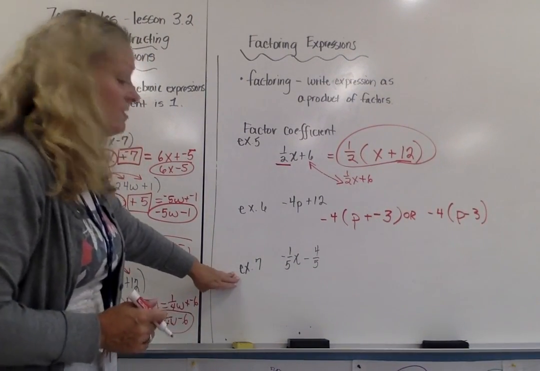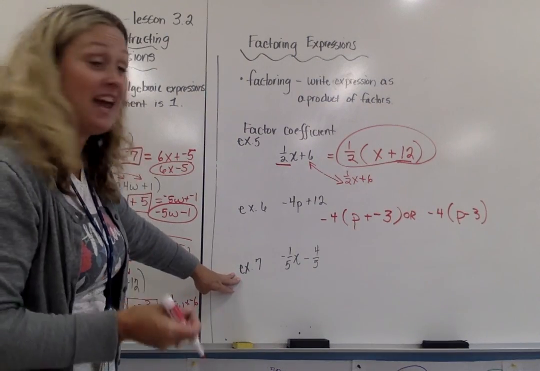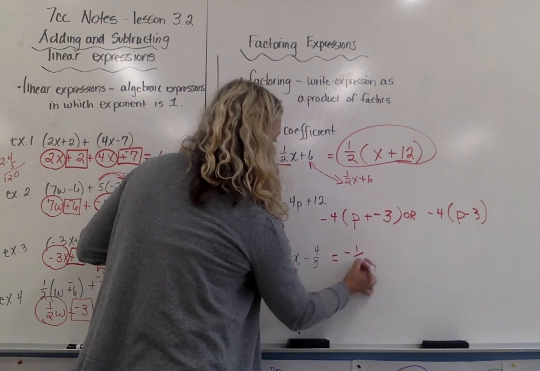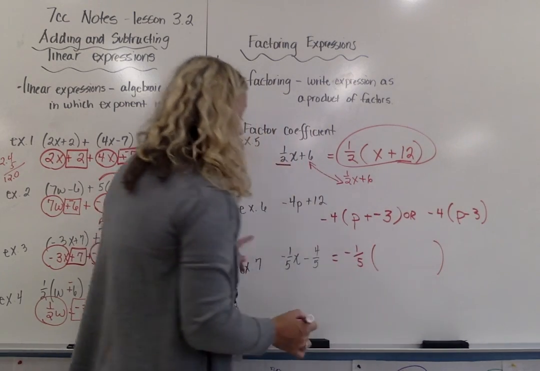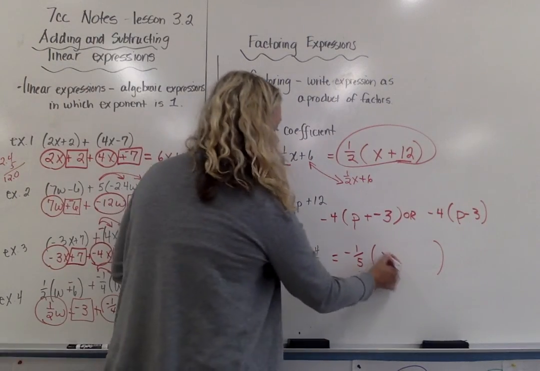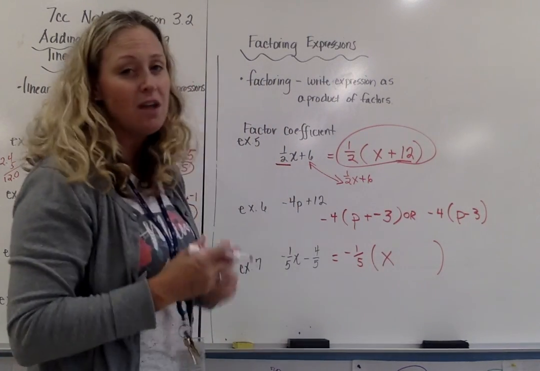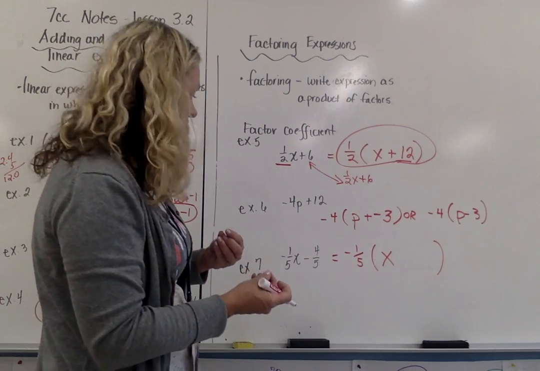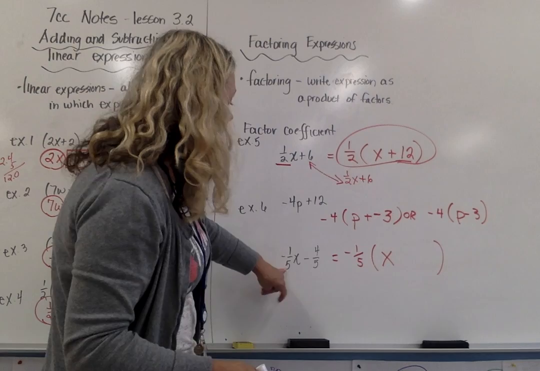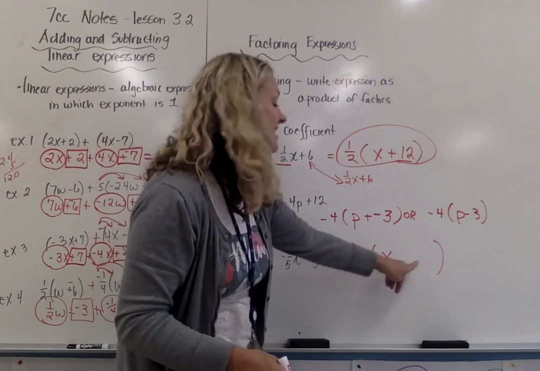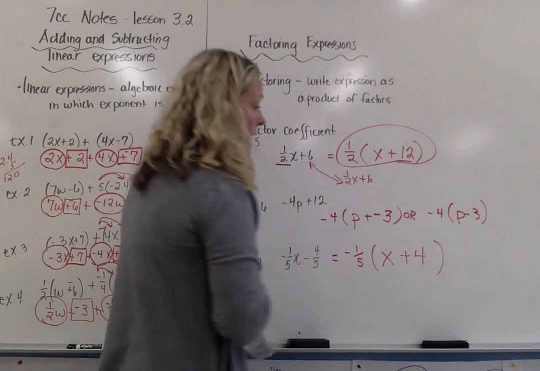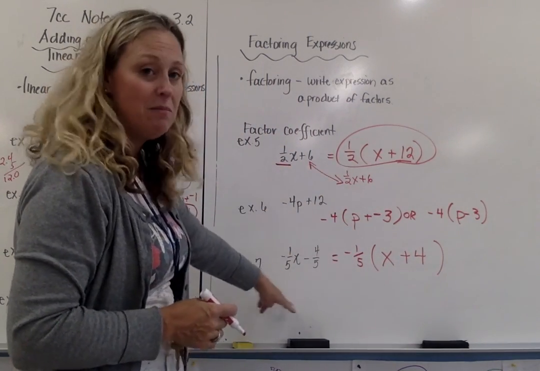Now, in example 7, I have to factor out a -1/5 because that's the coefficient. So I know I'm taking a -1/5 out. I now need to decide what times -1/5 is -1/5 x, and that ends up being x. Now this is the hard part because you got to work backwards with the fractions, or it's not necessarily hard, it's just a little more difficult. What times -1/5 is going to get me -4/5? 4.